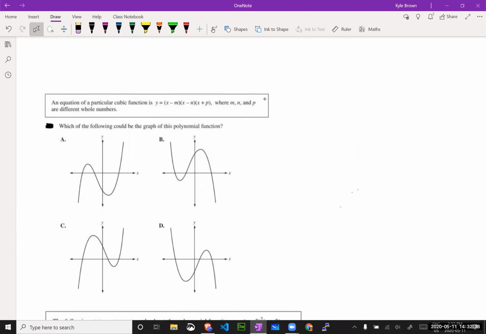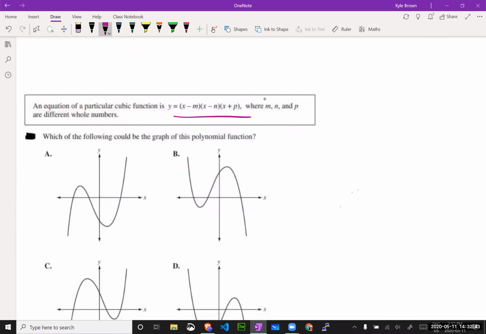All right, so an equation of a particular cubic function is this, right? So you've got this going on where m and p are different whole numbers. This is an old diploma question, by the way. And it says, which of the following could be the graph of this polynomial? So how can we tell here? They haven't really given us numbers, but these are numbers, they say, right? They're all just different whole numbers. And so I know this thing is going to be cubic. And how do I know it's going to be cubic?